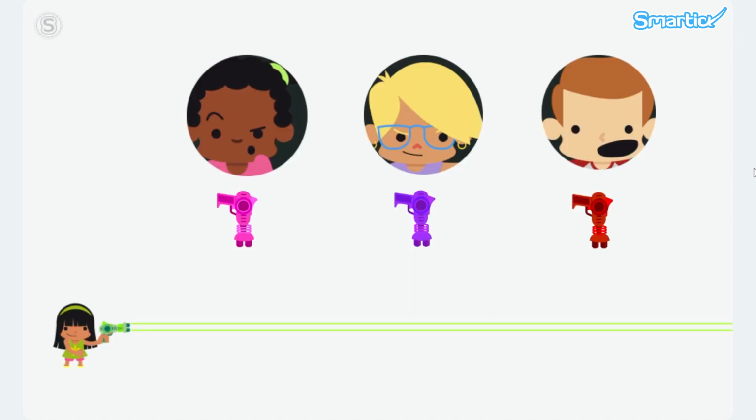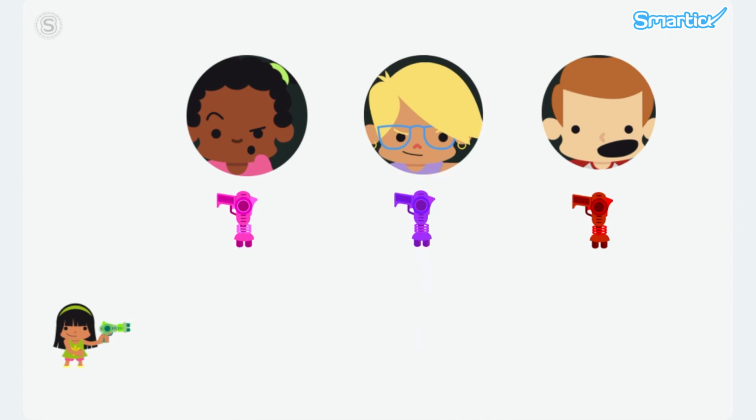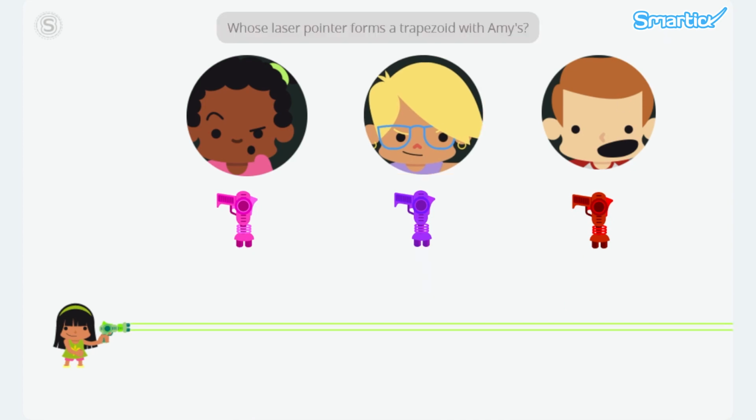Now it's your turn to make shapes. Whose laser pointer sends rays that make a rectangle when they cross with the rays from Amy's laser pointer? You can select them to see what shapes they make. Let's see. This one. Let's see another one. Whose laser pointer sends rays that make a trapezoid when they cross the rays from Amy's laser pointer? You can select them to see what shapes they make. This one.